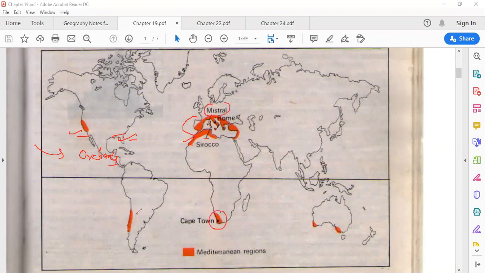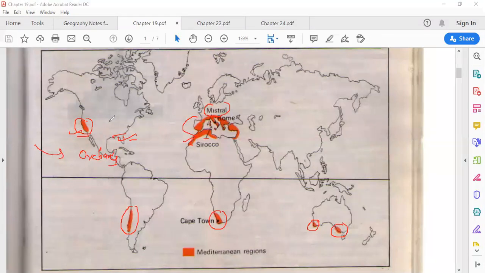Some portions of Chile have Mediterranean region. Even some portion of Australia has Mediterranean region. So this you have to understand. Also some portion of the USA has Mediterranean region. So you have to remember this. Rainfall is in winter. They are the orchards of the world. Shall we see something more about them?